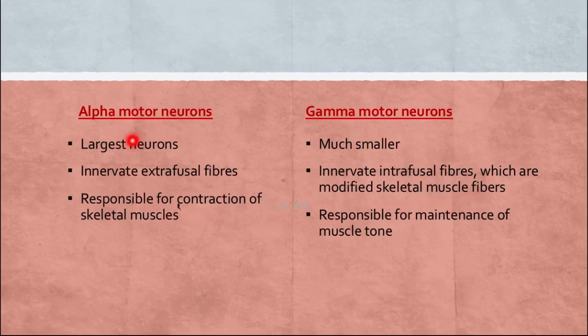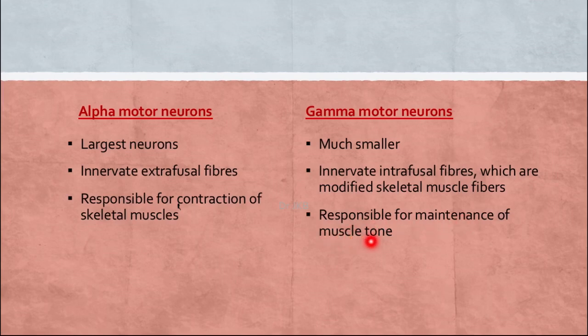The alpha motor neuron innervates the extrafusal fiber, and these extrafusal fibers are responsible for contraction of the skeletal muscle. If we look at the diagram, more than 90% of the fibers form the extrafusal fibers, and they are responsible for the contraction of skeletal muscle. The remaining 5 to 10%, the innermost, which form the muscle spindle, even less than 5 to 10%, are responsible for maintenance of the muscle tone.